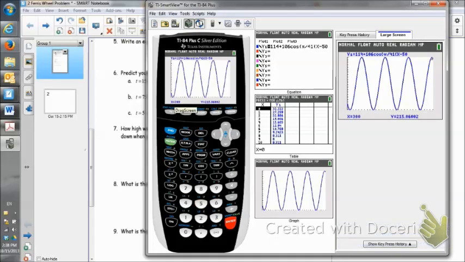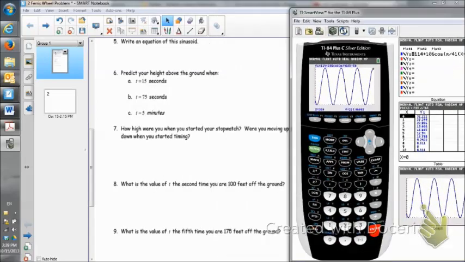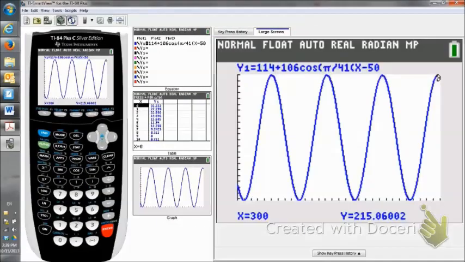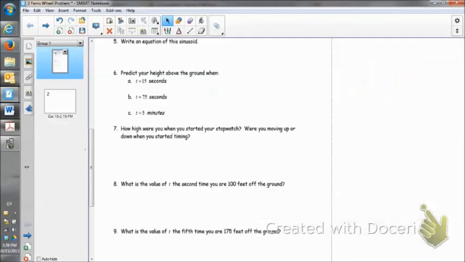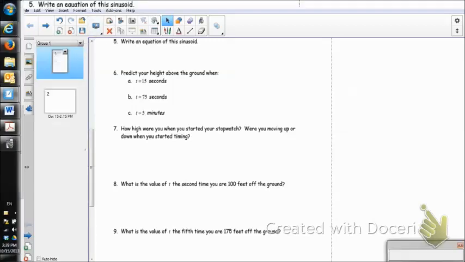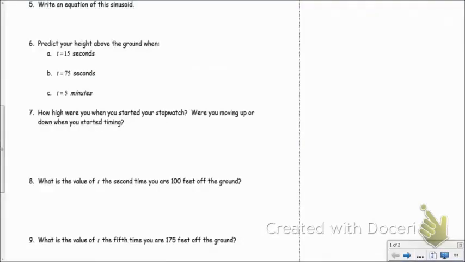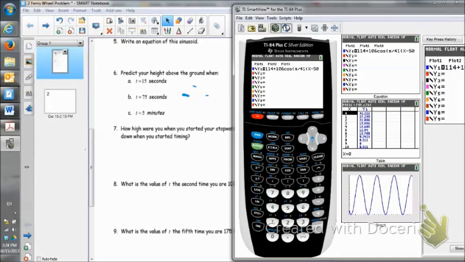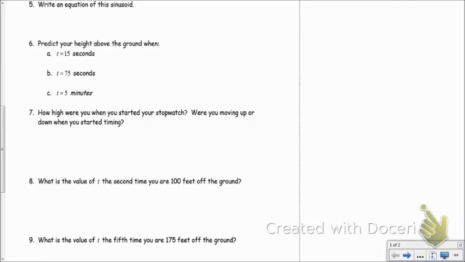Okay, so it tells me at 300 I've got a y value of 2.15. It's really small, 0.60. Alright, so that gives me all of my y values. Alright, so let's look at the next question that we have here. My next question here, I want to see how high I was when I started my stopwatch.